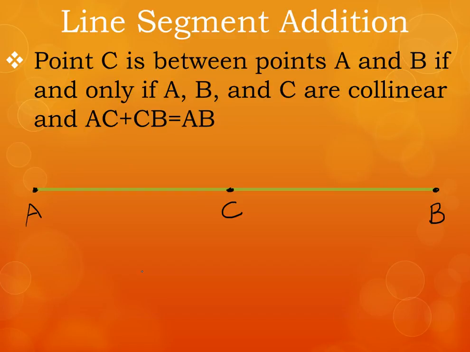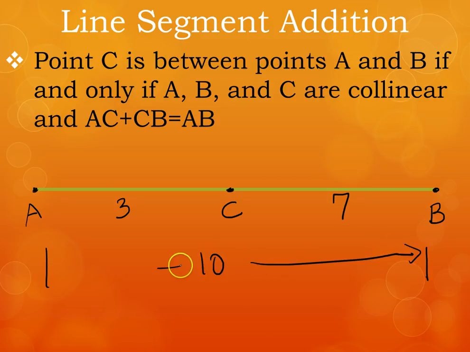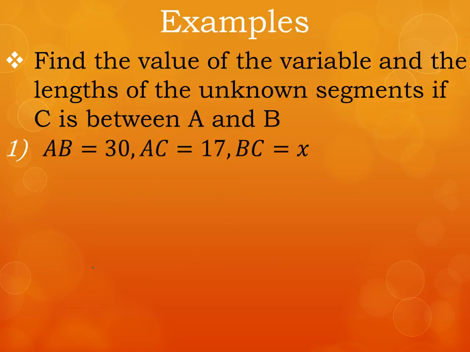Now our line segment addition. So we have point C, it's between points A and B. If this is true, that means I can add AC and CB together to equal the whole line AB. This kind of makes sense, because if AC was 3, and BC was 7, we would add 3 plus 7 to get 10 for the entire line. So we're going to use that concept to solve different problems using algebra.